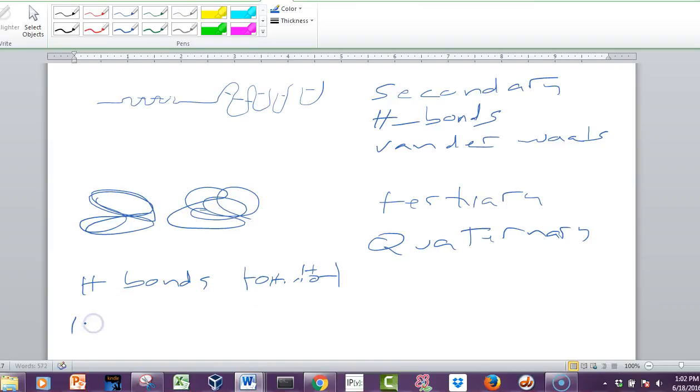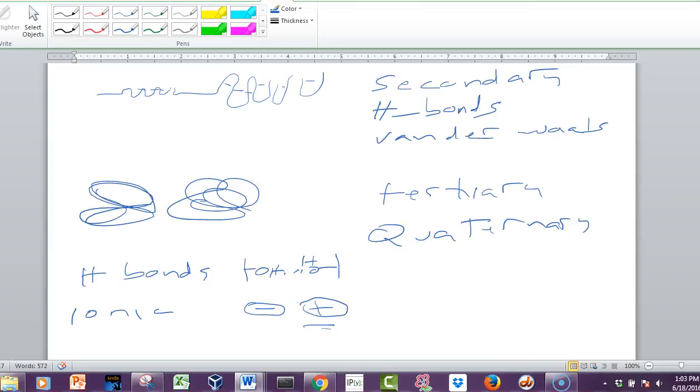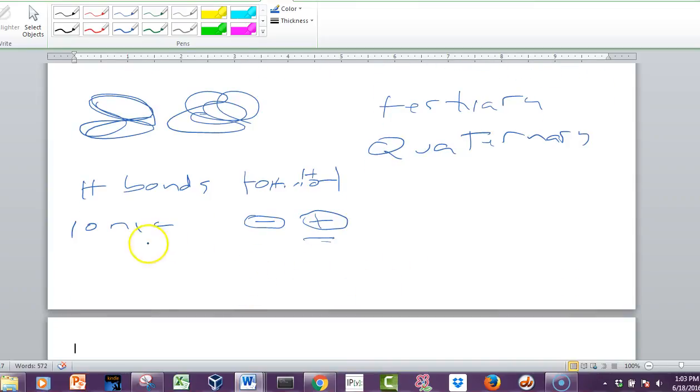Ionic bonds between a negatively charged and a positively charged amino acid. So like aspartic acid and lysine. Aspartic acid is an acid, it's negatively charged, and lysine is positively charged, that's an ionic bond.